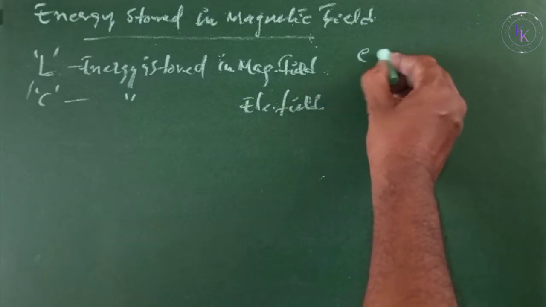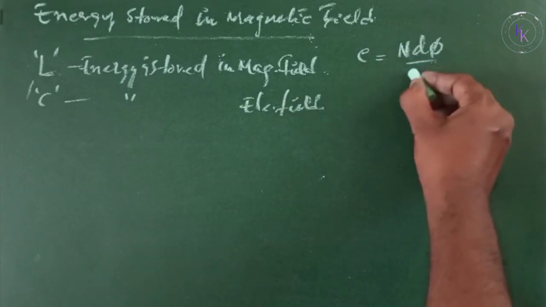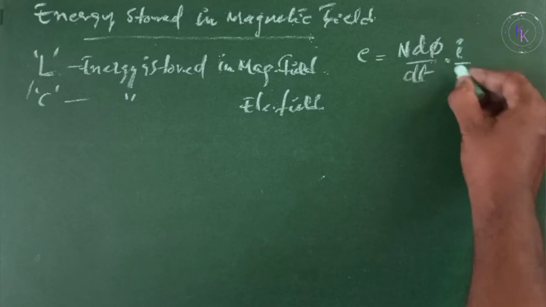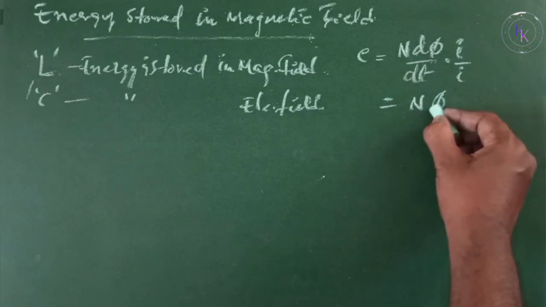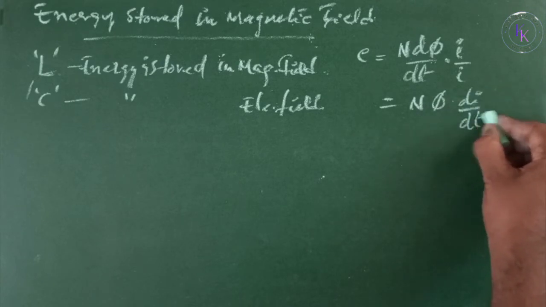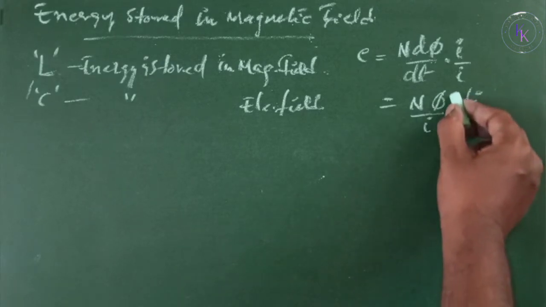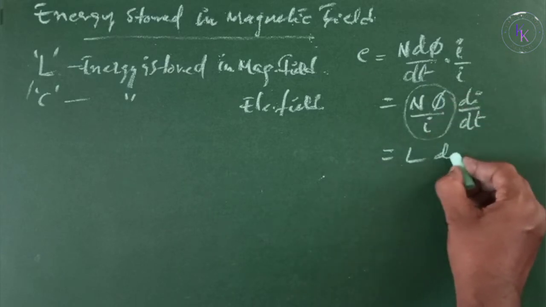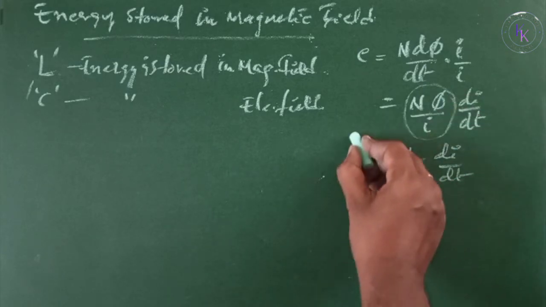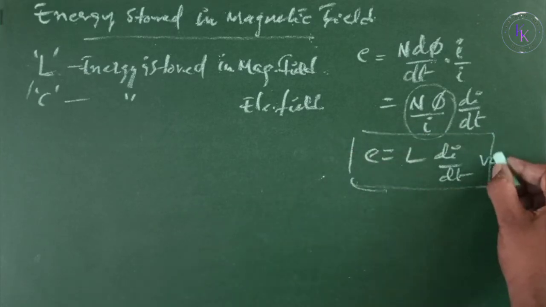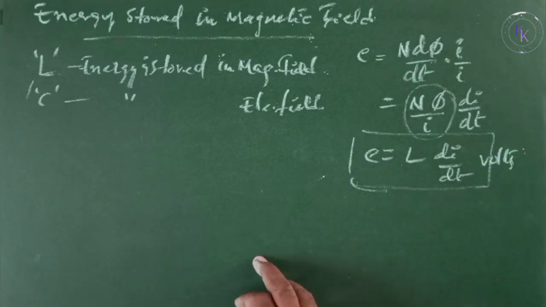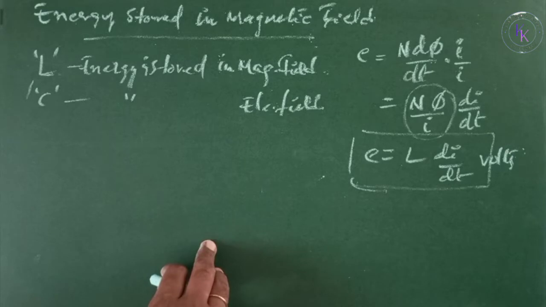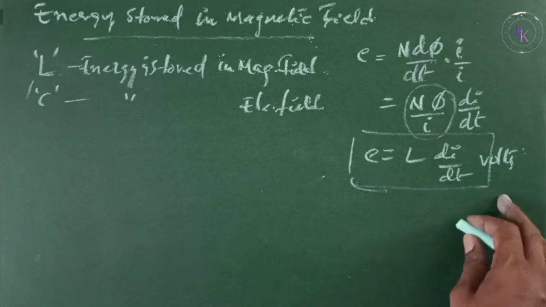Now, e equals N d phi by dt. When you multiply this by i by i, you can write N phi di by dt divided by i, which is nothing but N phi by i equals L di by dt. This is e in the case of an inductor. What must be done in order to force the current through an inductor, since the inductor opposes the current's magnitude? As the current increases gradually from zero, the flux linkage of the coil changes every instant, and an EMF is induced. That EMF is given by this formula.